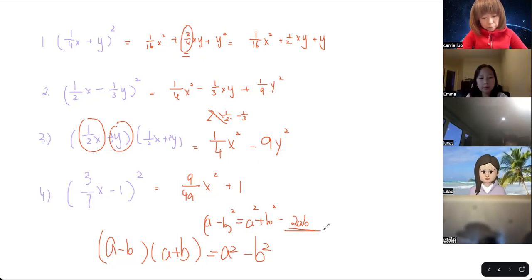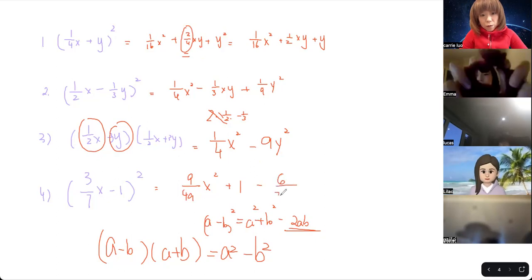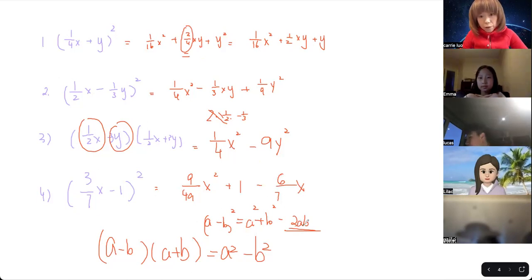Minus 3 over 7x. Negative what? Three over seven x. 6 over 7x. How is it 6? Yeah, I ask you, how is it 6? No, I said 3. No, it's 2 times a times b. 2 times 3 over 7 times negative 1. Need a 2. Oh, okay. Correct? Okay, everybody. So this one's not a very good one, okay?